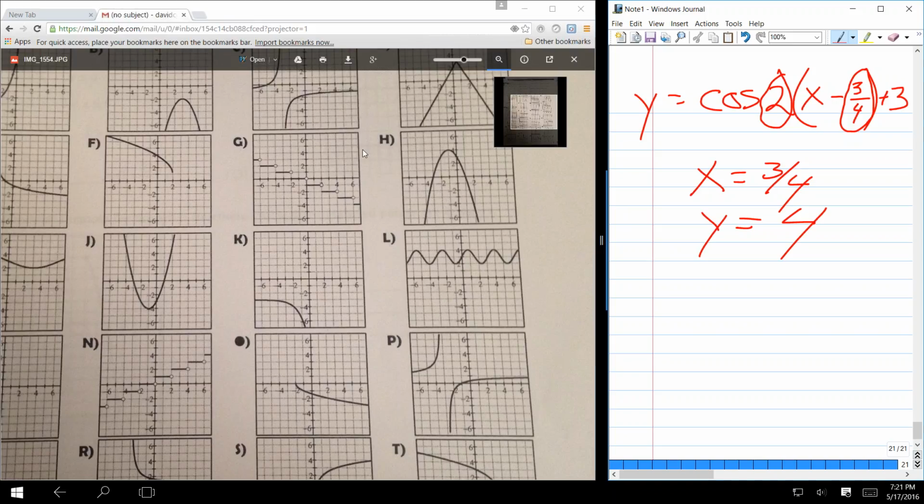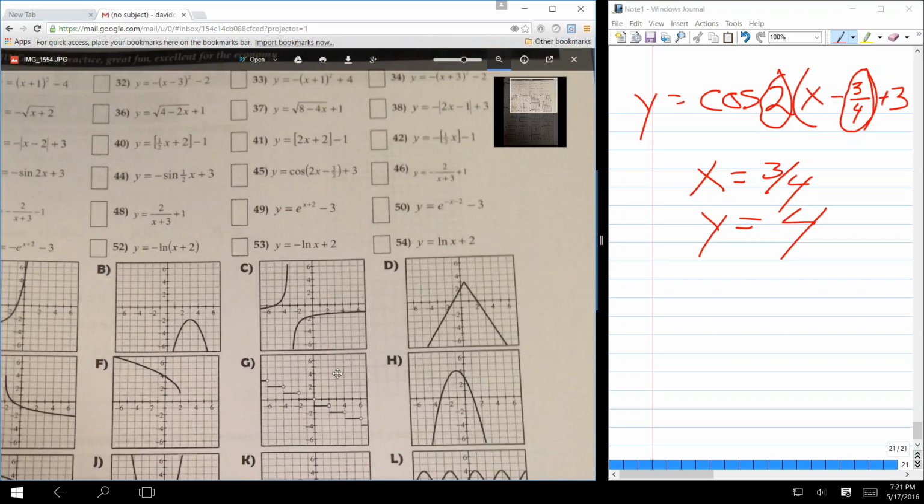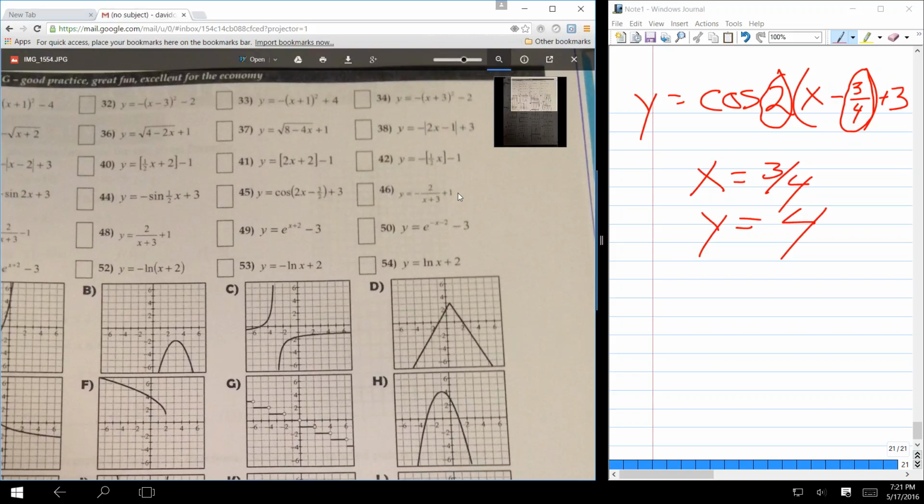All right, let's see. Let's move on. 46. What kind of curve is that? 46. What's it called?